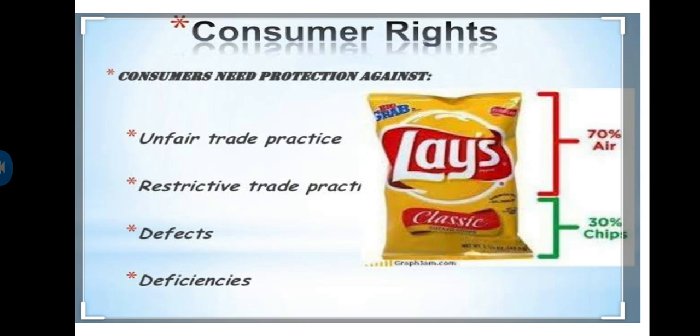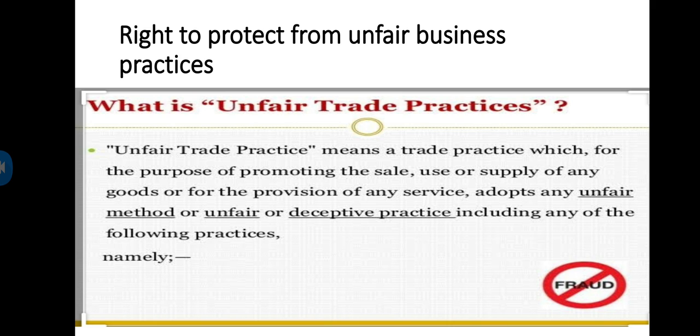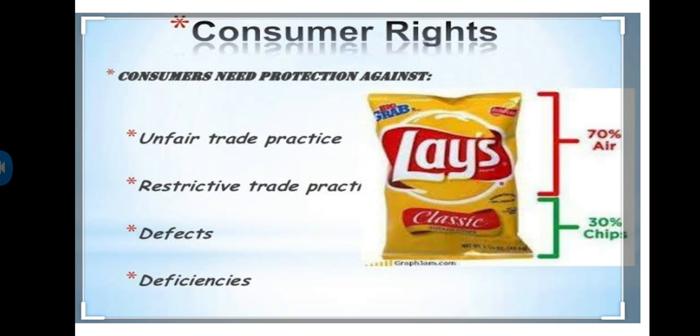That means they deceive us by using faulty weights and measures, or they exploit us by selling products at higher prices. If there is 70% air in a chips packet, that means they sold the air to us at a higher price. If there is a 10 rupee packet, and in that 10 rupee packet only 10 chips are there, this is called unfair trade practices.